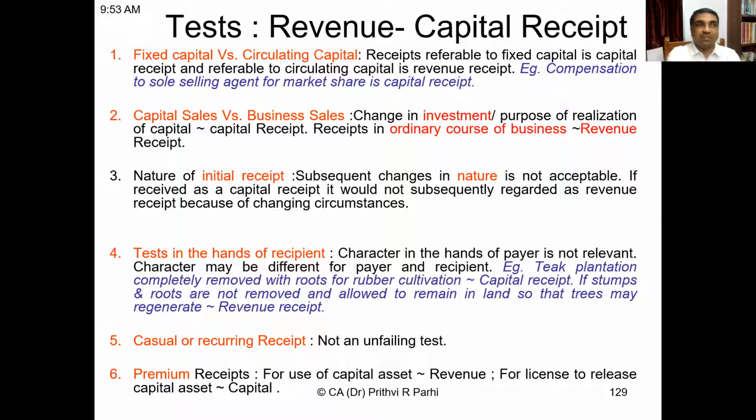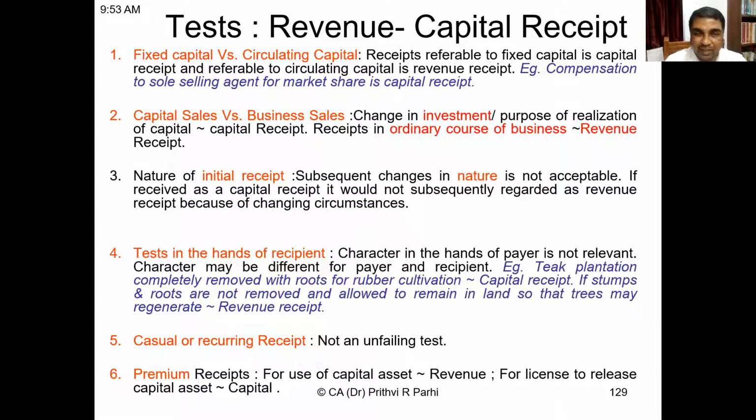Let us say somebody gives a vehicle to another person. A gives a vehicle to another person. In the hands of B, it is a capital receipt. But let us say the same B is a vehicle dealer. It can be a revenue receipt. Are you getting it? Yes.